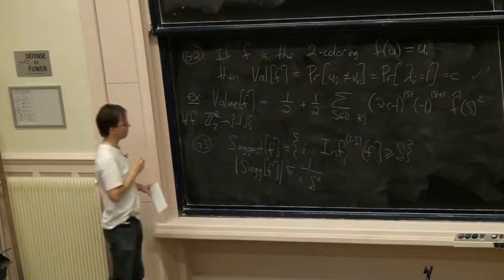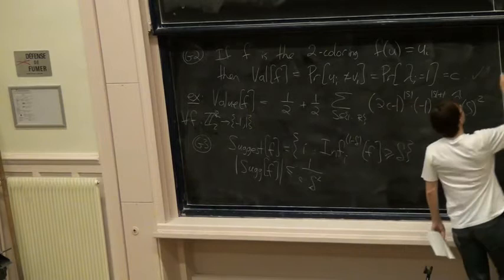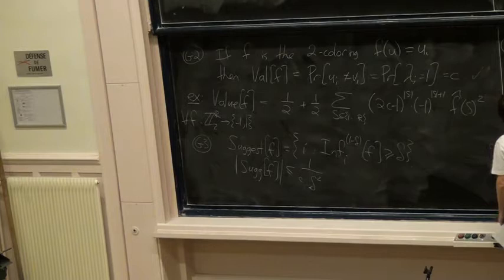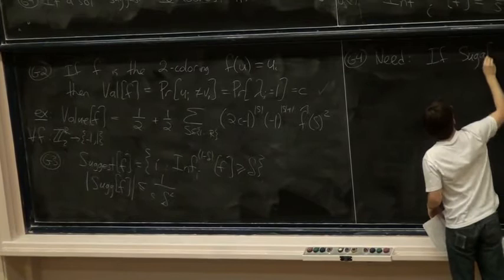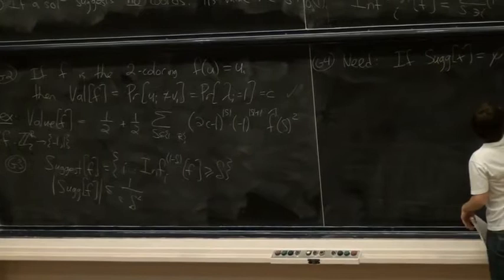So it comes down to G4. We want to show... So what we need is the following theorem, well, the following fact. Well, what we need to do is understand the following. If the suggestion set is empty, then we want that the value of f is small.